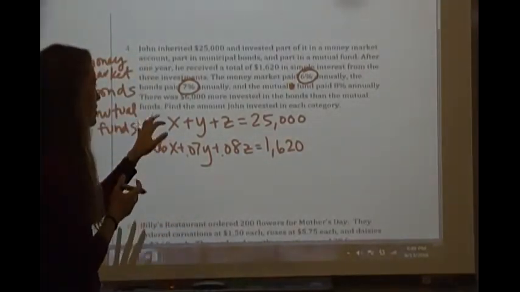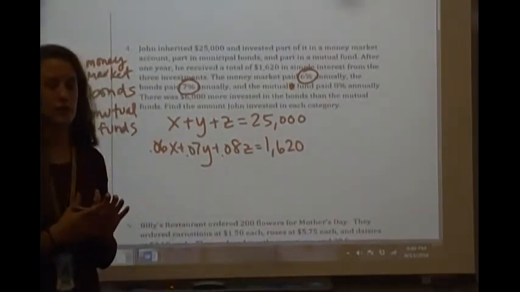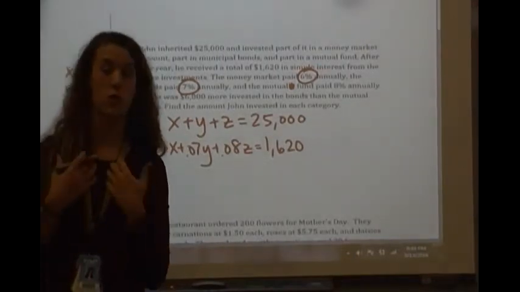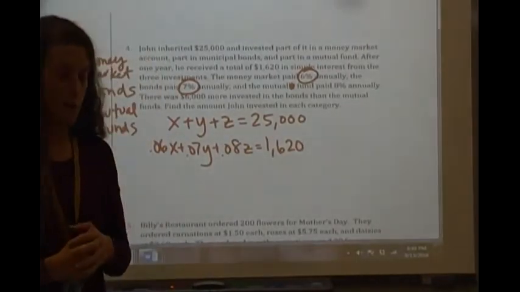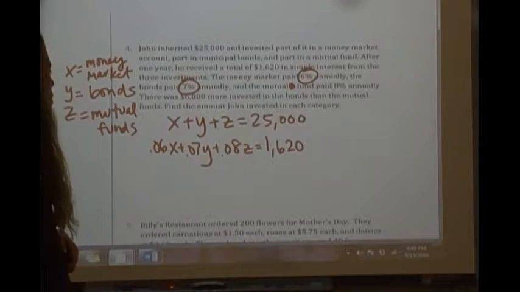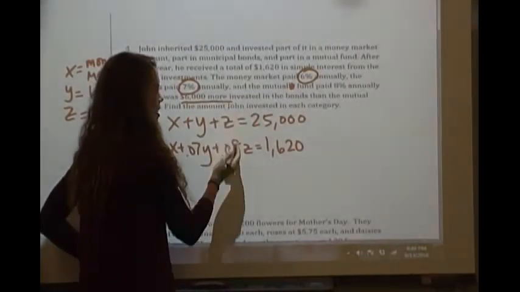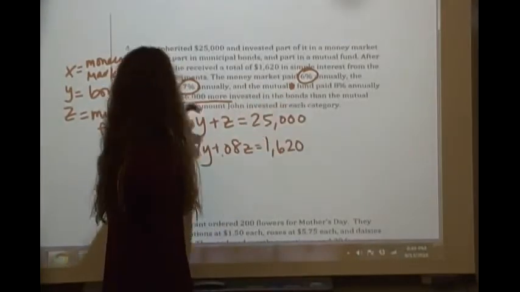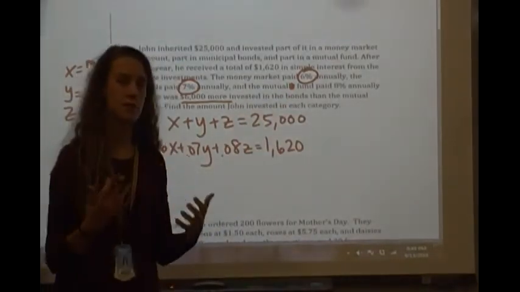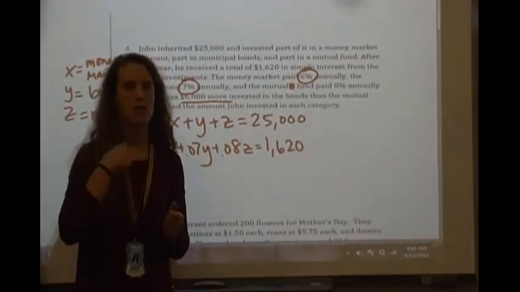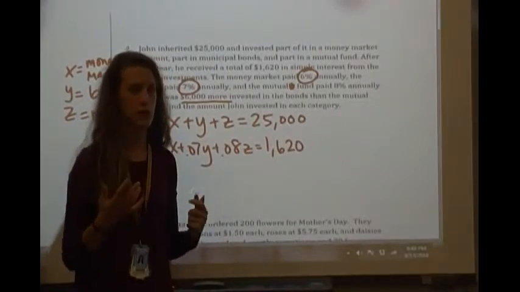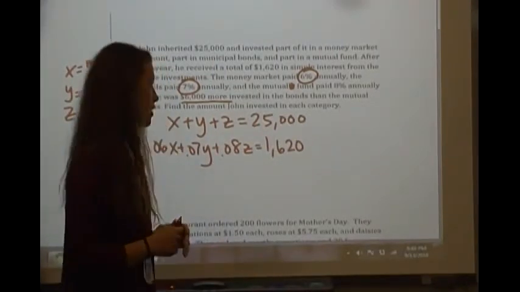And then the last equation, I will tell you that this is usually the most difficult for me to write, and it probably will be for you as well. And so I just like to break it down. There was $6,000 more in the bonds than the mutual funds. That statement sometimes is really difficult for me to write an equation from, the way that it's worded. I don't know why, it's just the way my brain works.